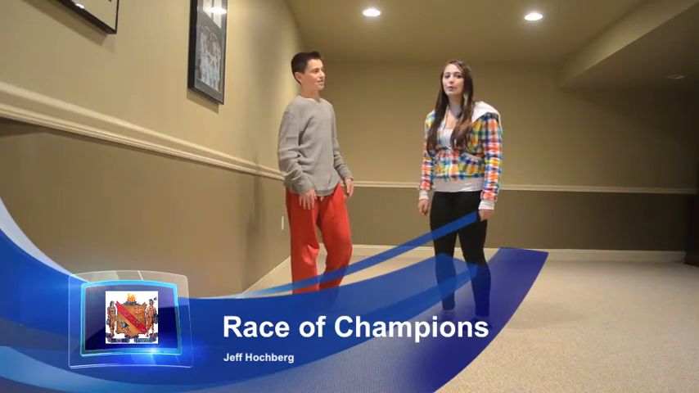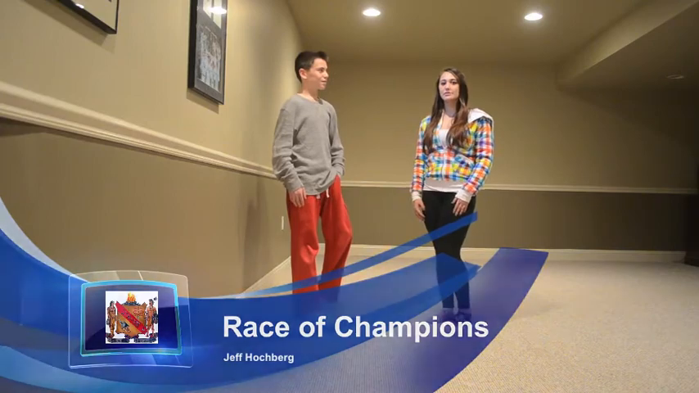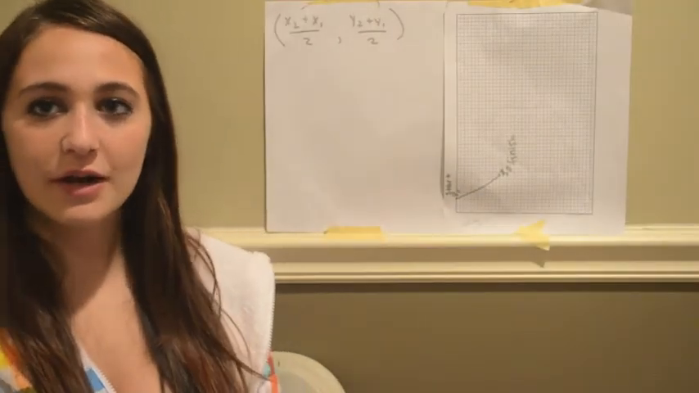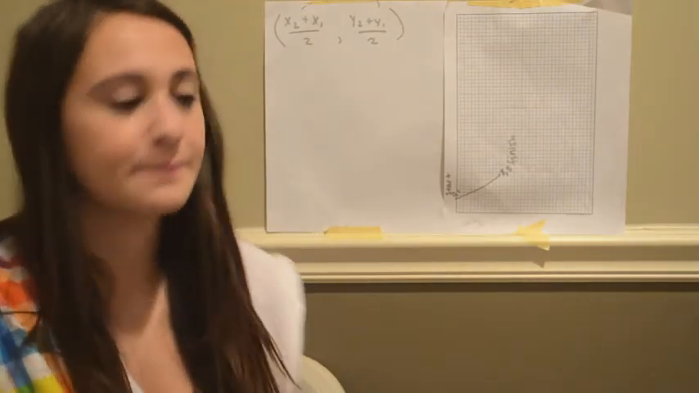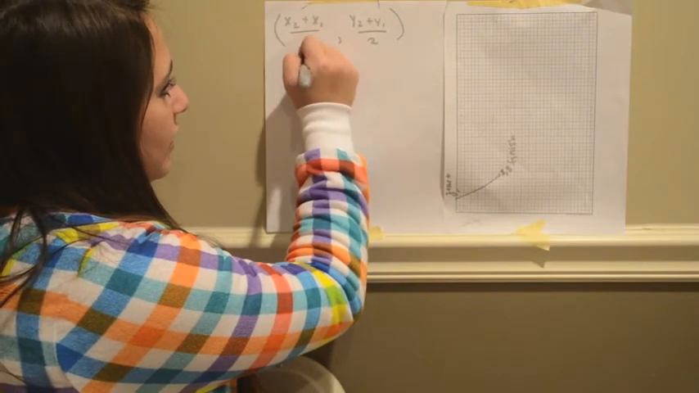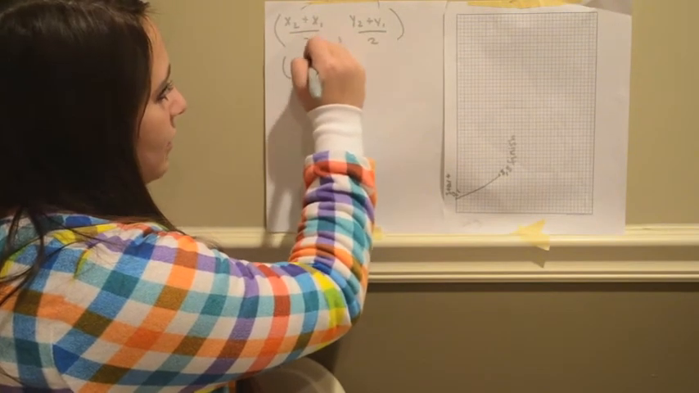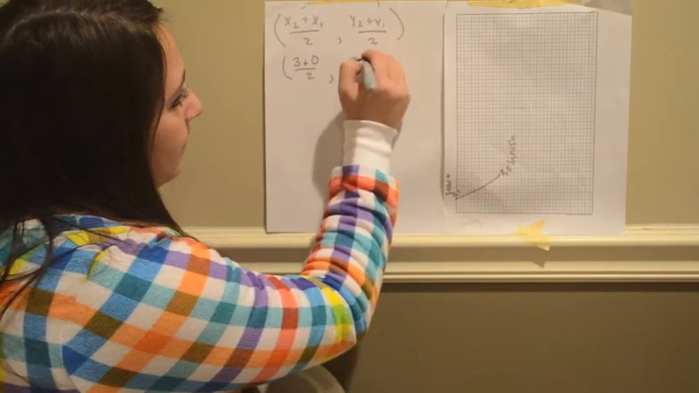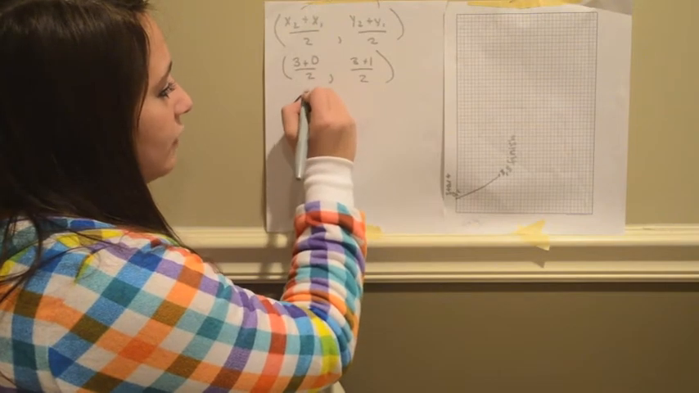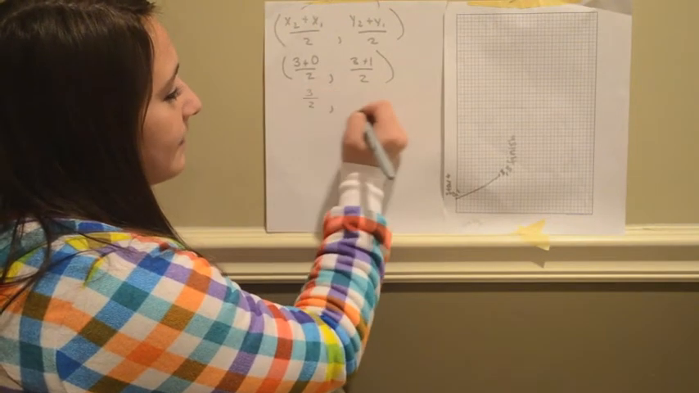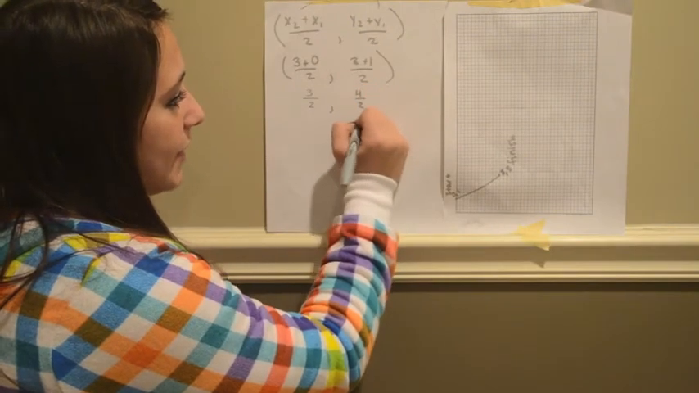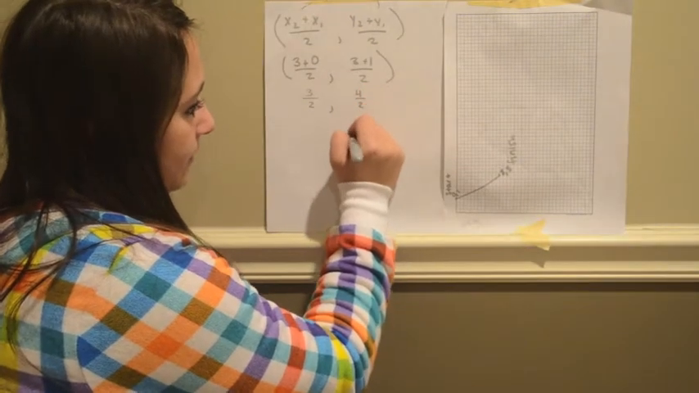Well, Jeff, to figure out where halfway in between the race is, you have to use the midpoint formula. To solve this formula, I'm going to put the x and y coordinates of the start and finish line in their corresponding spots. The x2 is 3, so I do (3 plus 0) over 2, (3 plus 1) over 2. 3 plus 0 is 3 over 2, which would just be 3 halves. And 3 plus 1 is 4 over 2, which can be simplified down to 2 over 1.